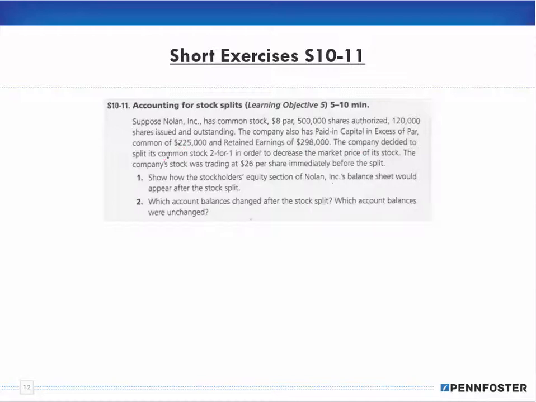The company decided to split its common stock 2-for-1 in order to increase the market price of the stock. The company's stock was trading at 26 per share immediately before the split. Show how the stockholders' equity section of Nolan's balance sheet would have appeared after the stock split.